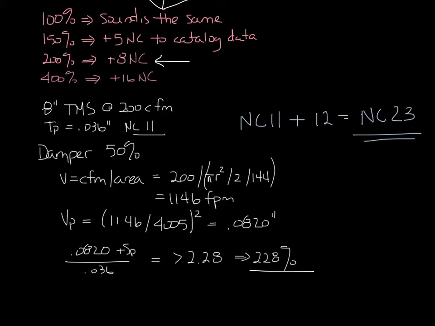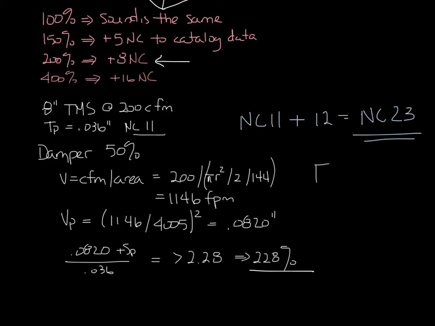I know this example might be kind of extreme. You wouldn't necessarily close it halfway and still try to maintain your CFM. But because of the square relationship between velocity and velocity pressure, even closing the damper by 25% will result in a 200% increase in velocity pressure and can add 6 to 7 NC.